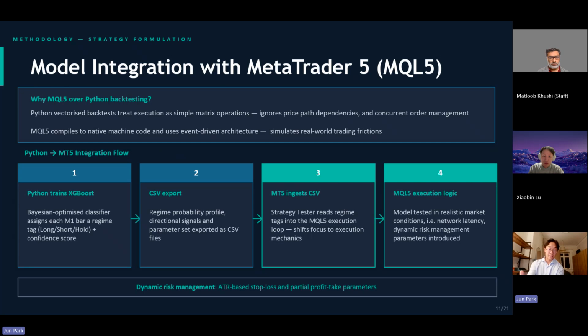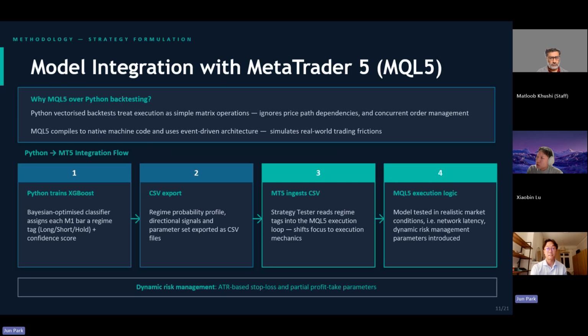Python vectorized backtests model execution as instant matrix operations. So while they're quick, they can't replicate the concurrent asynchronous processes of real trading, which distorts how execution slippage is represented. So to ensure real-world viability, I built an integration with MetaTrader 5, which is a platform running native object-oriented MQL5 code. So utilizing MT5 provides massive structural benefits for this project.